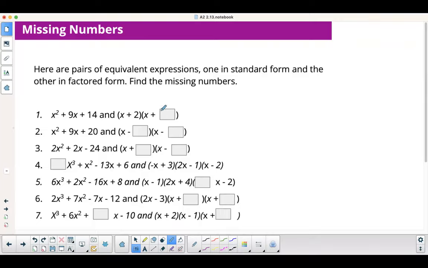So let's see here. What goes in this blank? Well, look here. This is 14 here for your constant. So these numbers, the 2 times this would have to give me 14. So obviously 2 times 7 would give me 14. And then I could check it if I really wanted to.